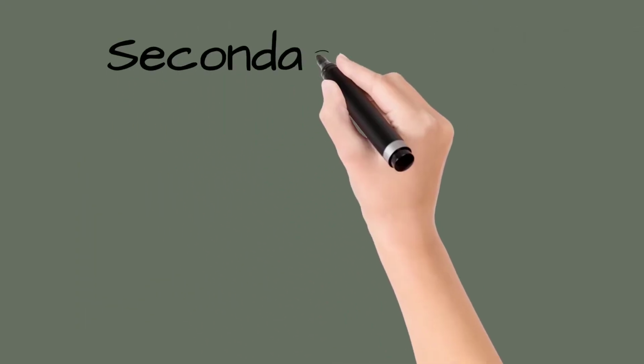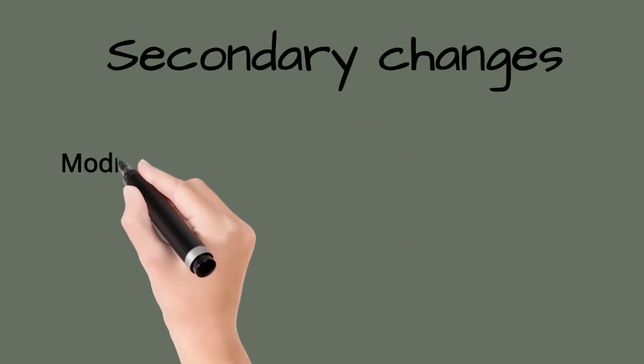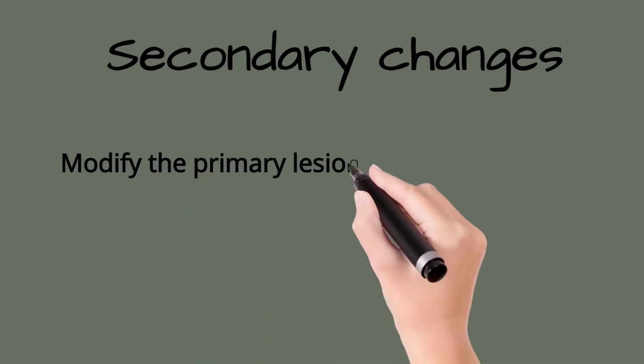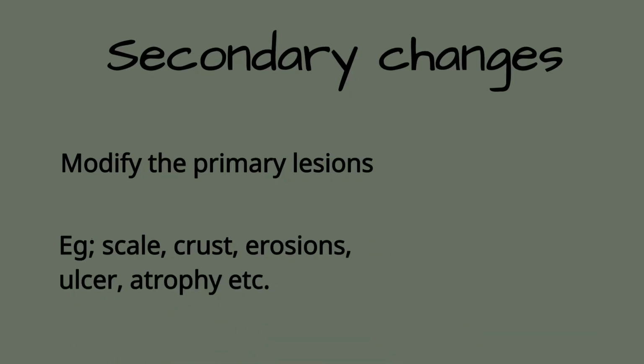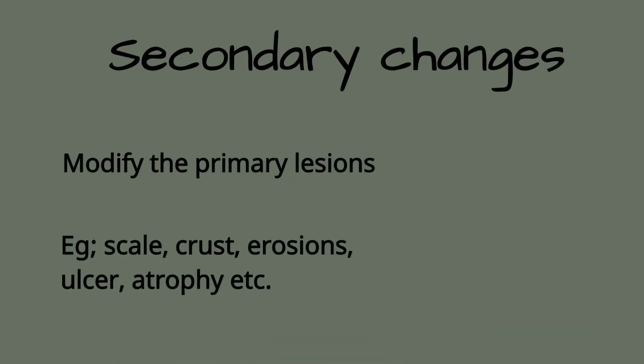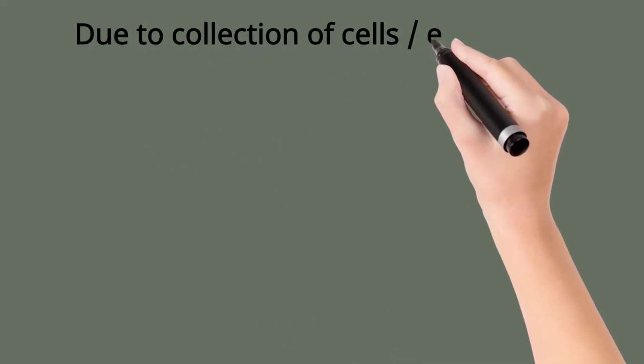Today we discuss the secondary changes that modify the primary lesions. For example, scale, crust, erosions, ulcers, atrophy, etc. Scale and crusts occur due to collection of cells or exudate.